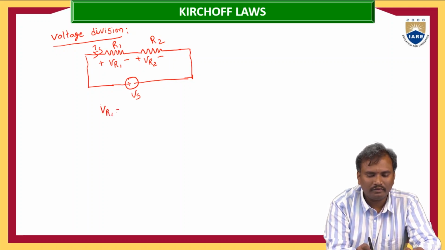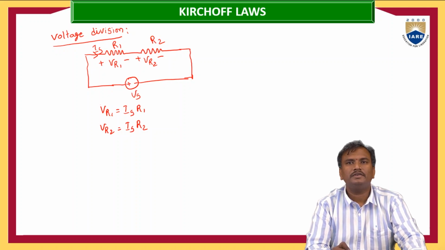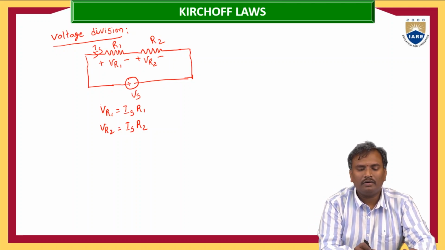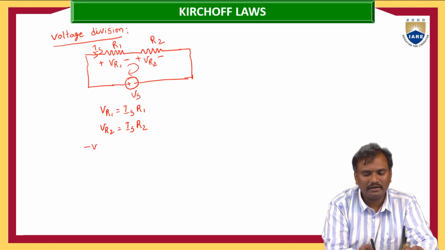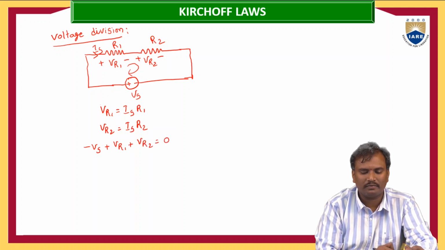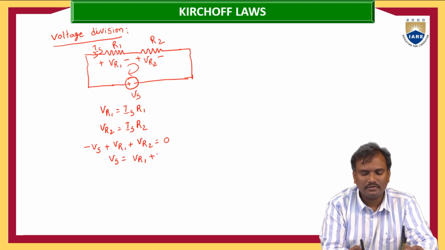Okay, here now we have taken from the Ohm's law, VR1 is equals to Is into R1, VR2 is equals to Is into R2. Now if we write the KVL in this loop, that is minus Vs plus VR1 plus VR2 is equals to 0. That is equals to Vs is equals to VR1 plus VR2.